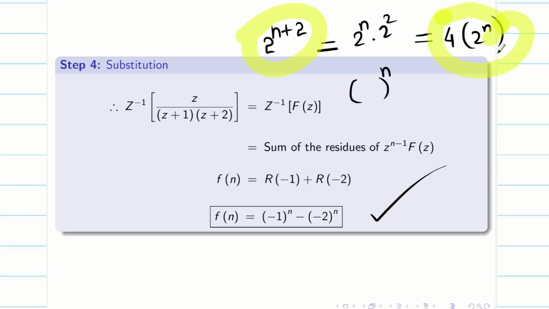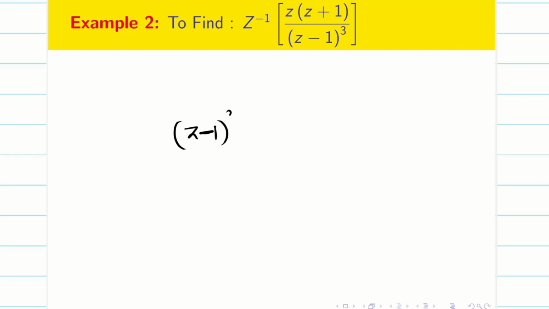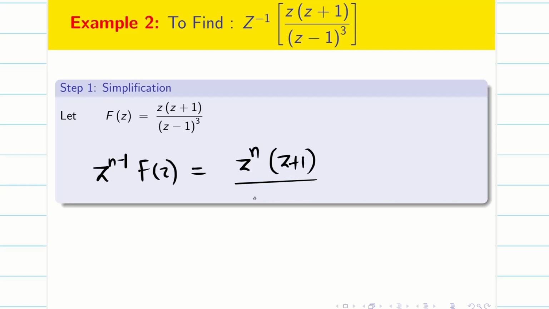Okay, let us go into the second problem. See here, the denominator power is whole cube. When the denominator power is more or the number of terms are more, the residue theorem plays a vital role in finding the answer in a simple way. As usual, let us take the problem f of z and multiply with z power n minus 1. We will be getting z power n into (z plus 1) divided by (z minus 1) whole cube.